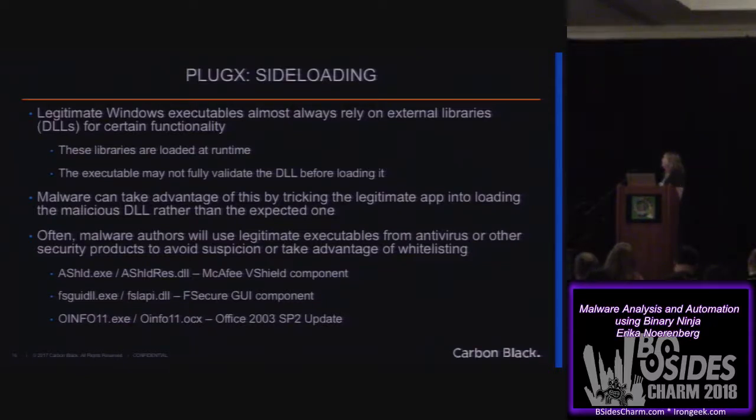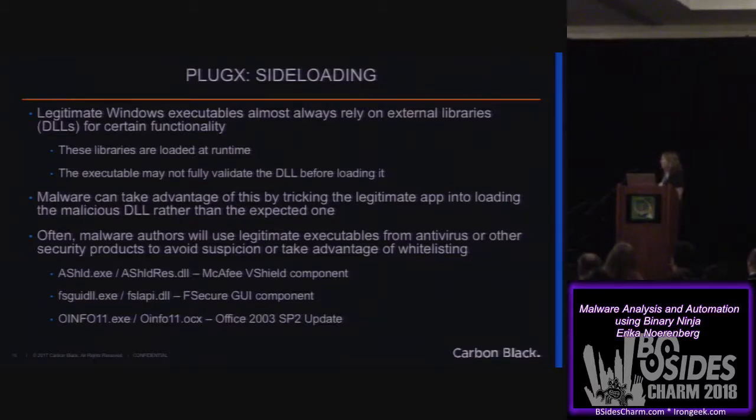The one that we're going to look at today is actually this ashield.exe, ashieldres.dll. So ashield.exe is an actual McAfee vShield component, the actual thing from the product. Similarly, you've got an F-Secure GUI component here. There was one that was an Office 2003 SP2 update file.